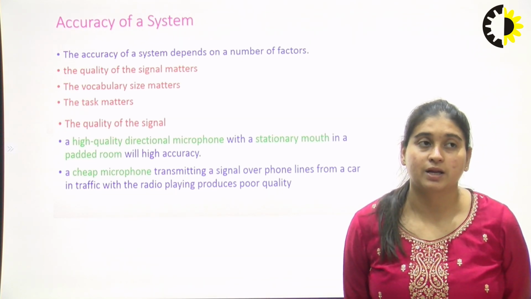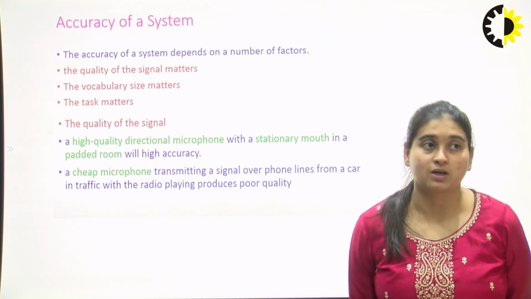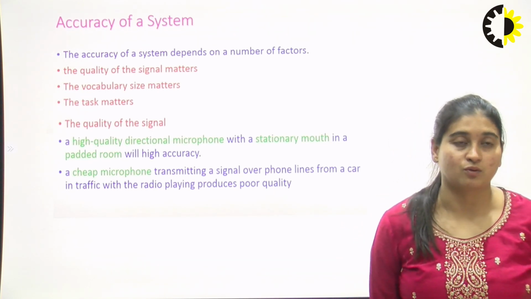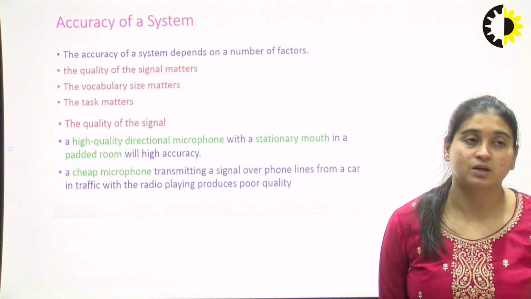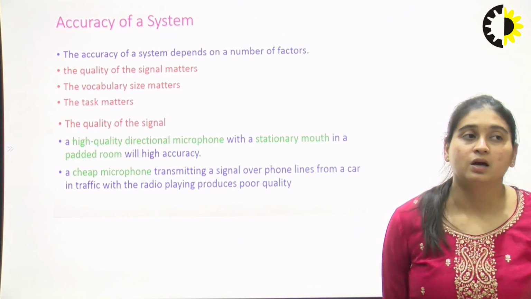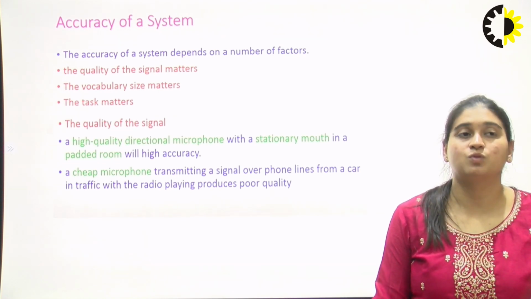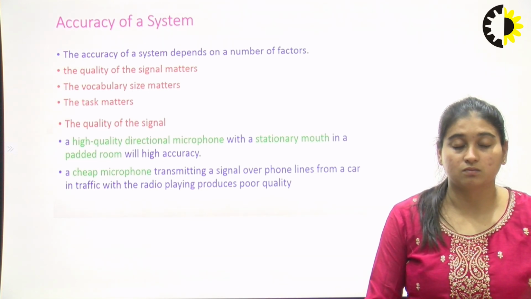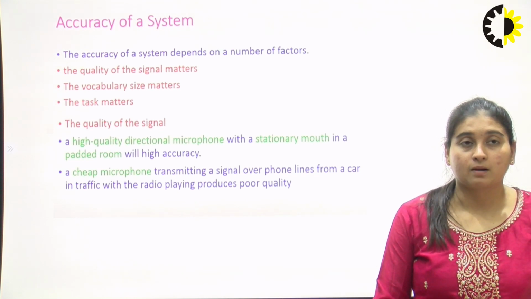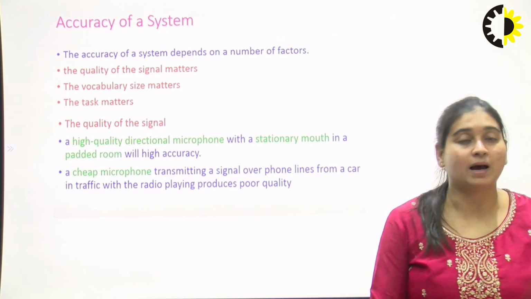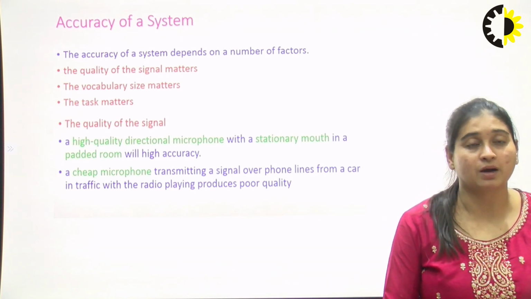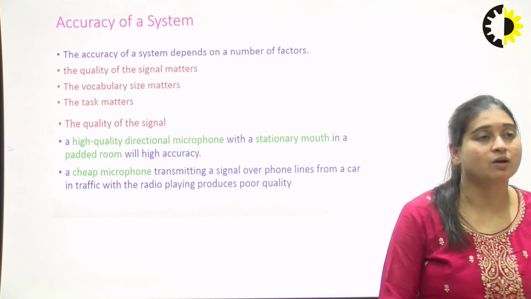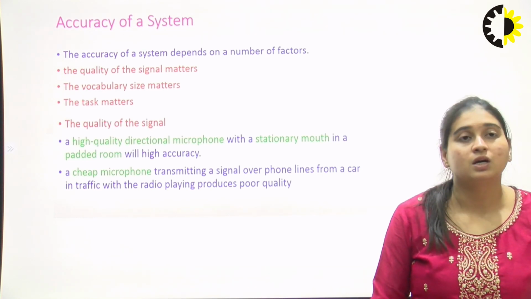So a high dimensional directional microphone with a stationary mount in a padded room will give high accuracy in comparison to a cheap microphone, because a cheap microphone transmitting a signal over phone lines from a car in traffic with the radio playing produces poor quality. So it is very much understandable. By just referring to the words cheap microphone and high quality directional microphone, one can easily say that a high quality directional microphone will give high accuracy in comparison to the cheap microphone.